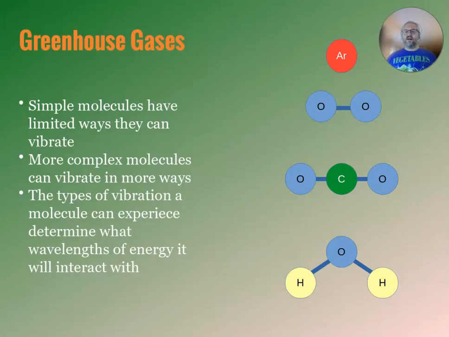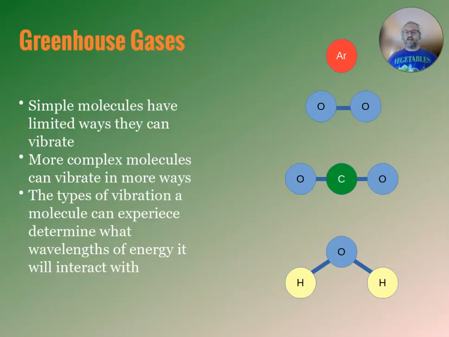That means it's not going to be very sensitive to many types of radiation, because that vibration is what will cause that molecule to interact with electromagnetic radiation. So these simple molecules have limited ways they can vibrate, so they're going to have very limited interactions with electromagnetic radiation passing through them. But when we get more complex molecules, they have more ways that they can vibrate.